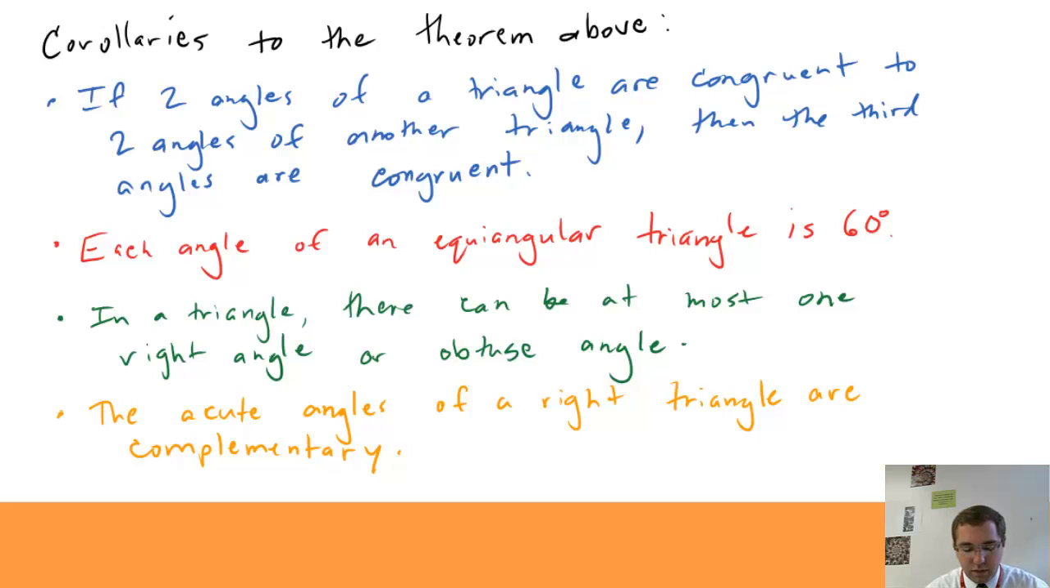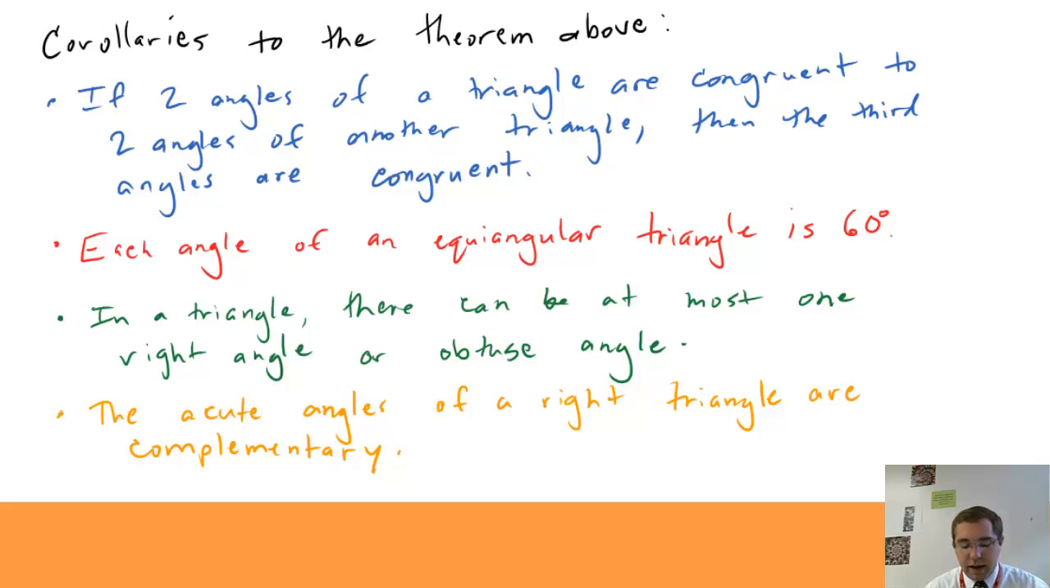to 180. Another corollary is each angle of an equiangular triangle is 60 degrees. So remember, equiangular means all three angles are the same size. Well, if they're all the same size and together they add up to 180, they need to be 60, 60, and 60, because 60 plus 60 plus 60 is 180.